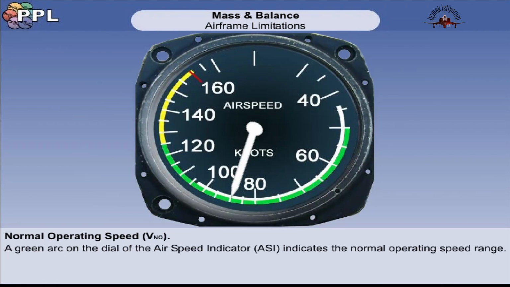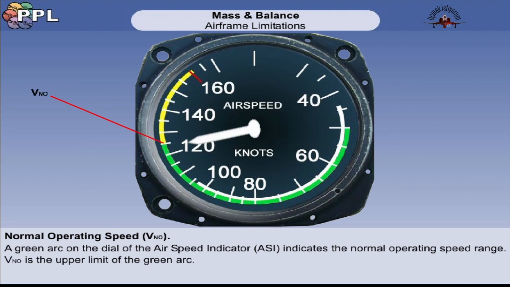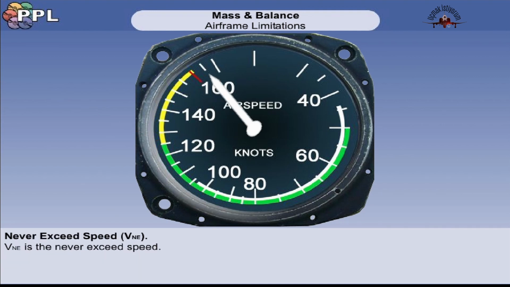On the airspeed indicator, a green arc indicates the normal operating speed range. VNO is the upper limit of the green arc. VNO is the normal operating cruise speed limit. VNE is the never exceed speed. Although the aircraft can be flown safely in still air conditions at this speed, it's good airmanship to allow a margin between VNE and the speed at which you are flying, just in case you encounter gusty conditions.